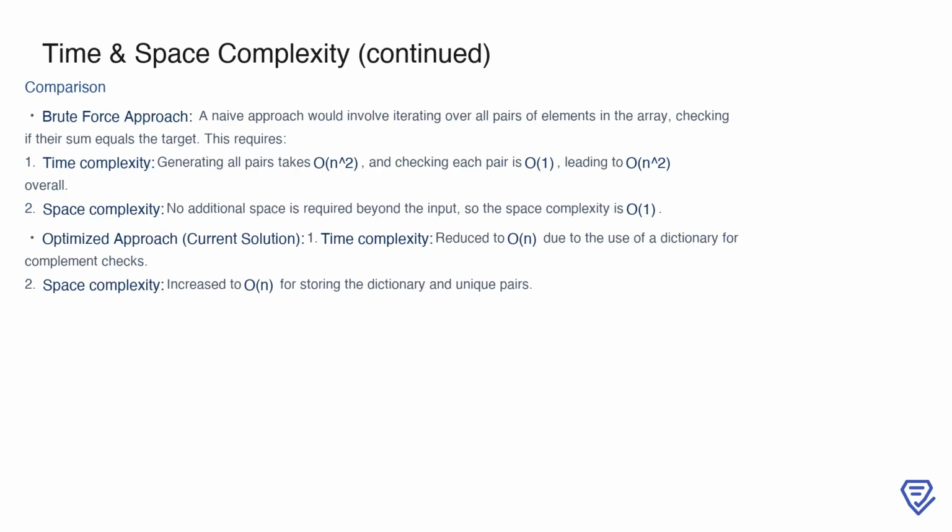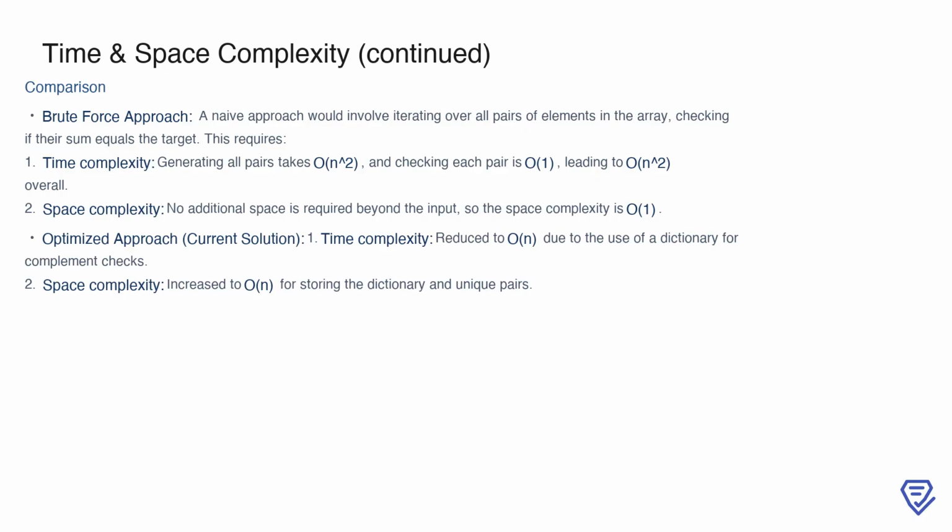To put things into perspective, let's compare this optimized approach with the brute force solution. A naive approach would involve generating every possible pair of elements in the array and checking if their sum equals the target. This would require O(n²) time complexity, as generating all pairs involves a nested loop over the array. Checking each pair is O(1), so the overall cost remains O(n squared). As for space complexity, the brute force approach doesn't require additional data structures, so its space complexity is O(1).